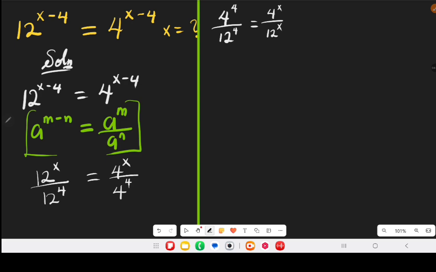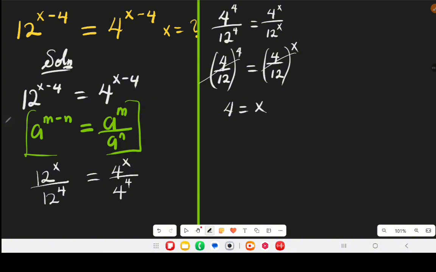Since the powers are equal on the left hand side, we can express this as 4 all over 12, all raised to the power of 4, which is equal to 4 all over 12, all raised to the power of x. If we compare both sides, the brackets are equal, meaning the bases cancel, while the powers are equal, so 4 equals x as the answer.